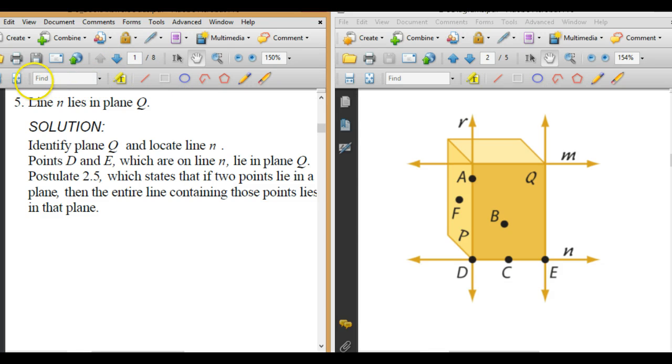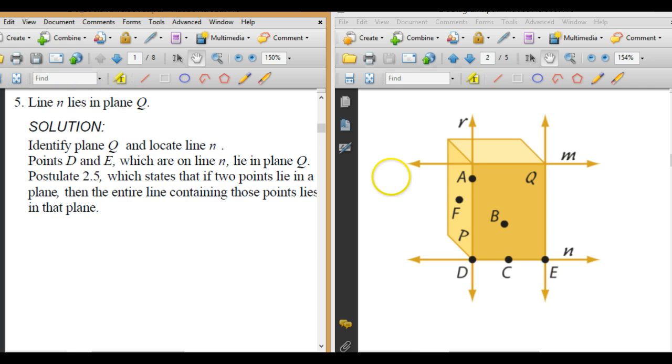Number 5, line N lies in plane Q. So we need to identify plane Q and locate line N. Here's plane Q. Line N is this line. Points D and E, which are on line N, lie in plane Q. So D and E are in this plane. So line N lies in plane Q.